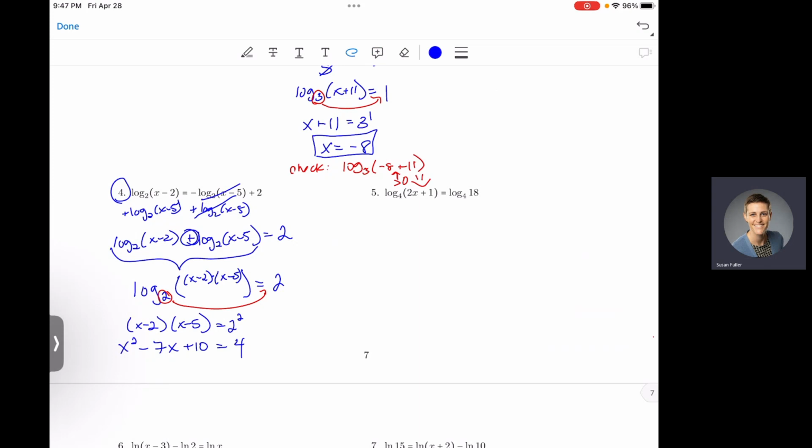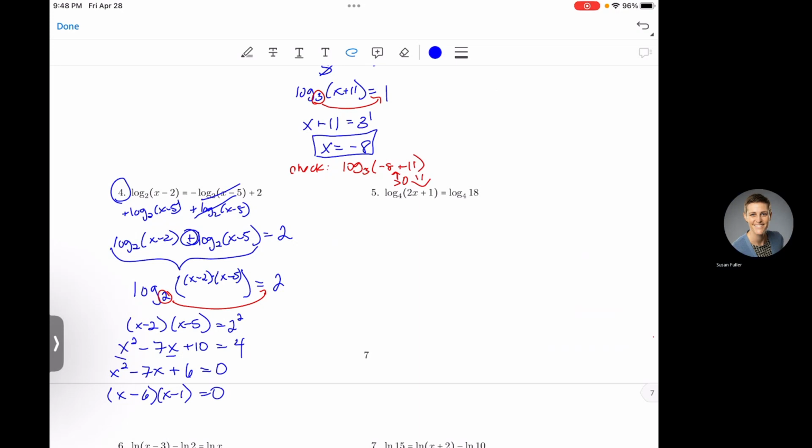So now to solve this equation, I have an x squared and an x. I'm going to put everything on one side and see if I can factor this. So I'm going to subtract that 4 from both sides, and I'm going to get plus 6 over here equaling 0. To solve this out, I'm going to factor. So we will have x, let's see, two things that multiply to a positive 6 and add to negative 7 is negative 6 and negative 1. So now I can set each factor equal to 0, so x is either 6 or 1.